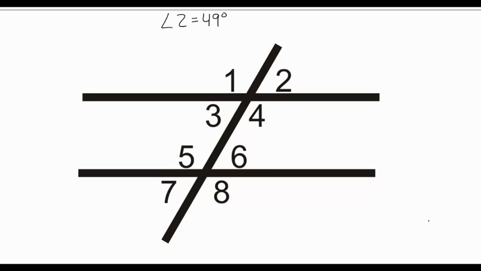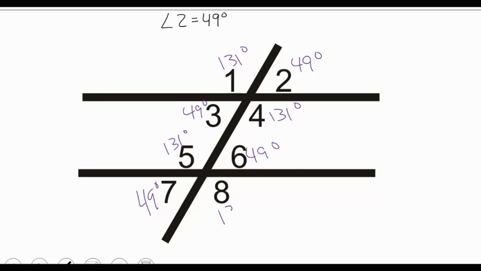All right, you should have tried to figure these out. So I'm going to write them in for you here. Angle 2 is 49 degrees. Angle 3 is 49 degrees. Angle 6 is 49 degrees. And angle 7 is 49 degrees. So the other angles are going to be 131 degrees. So you need to pause that and look. You can see the answers there.